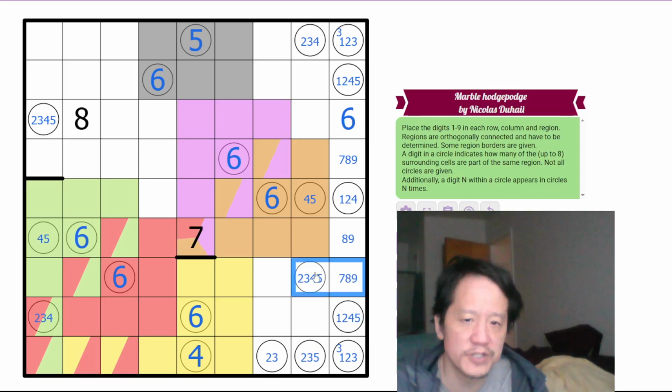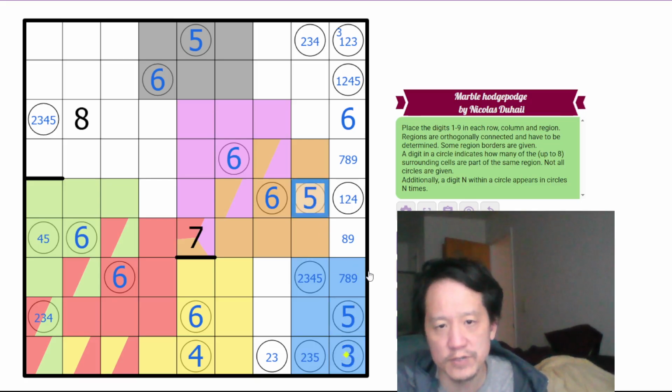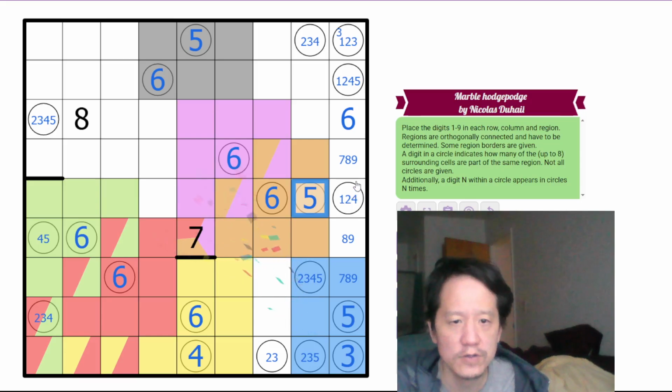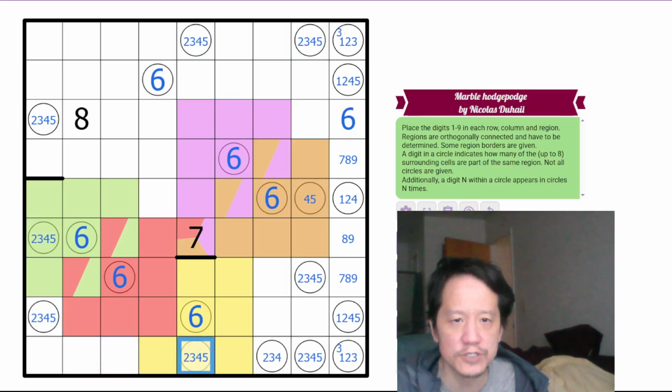So this could potentially be 5. If that were the case, this is 5, this is 3, this would have to be 5, because we need 1, 2, 3. Oh. Right. So we have a contradiction, I guess.